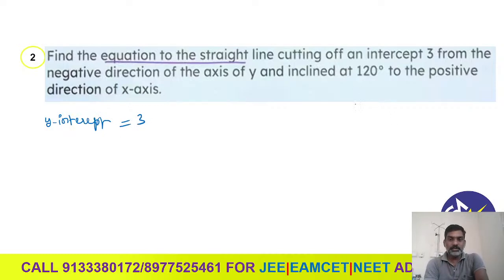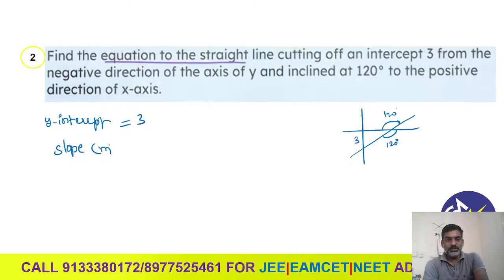In the figure, if you draw the figure, it will be like this. This is 3, no? Y-intercept. And inclined at 120 degrees to the positive direction of x-axis. Means this is the inclination. This is 120 degrees. Okay, 120 degrees. So we can calculate the slope here.